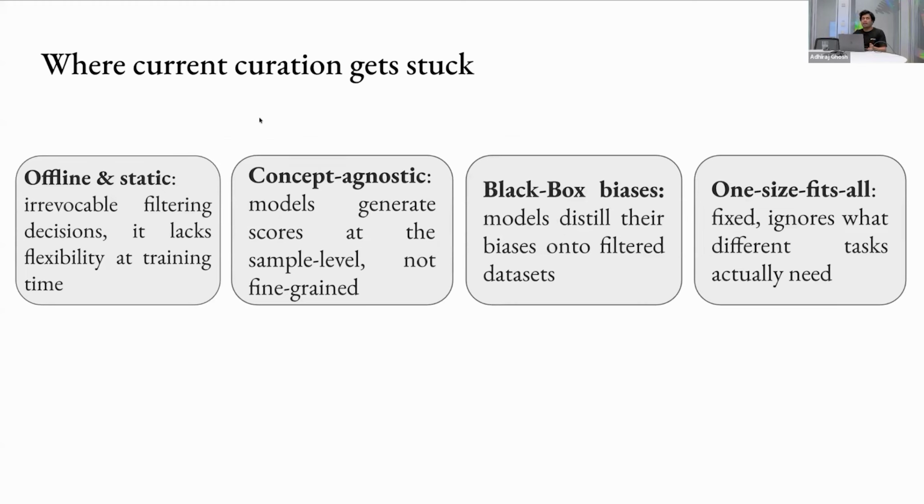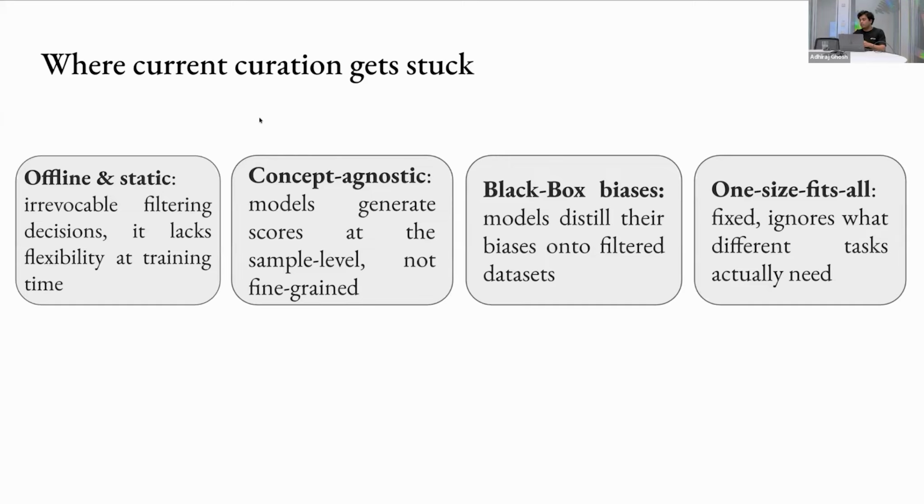So, in summary, the current ecosystem of curation is a bit of a mess, if I'm being honest. First of all, it's offline and it's static. So once you do the filtering, you get a smaller dataset and then there's no going back. So you have to train on only those samples. There's a lack of reuse or a lack of recycling, which we argue in this work is important.